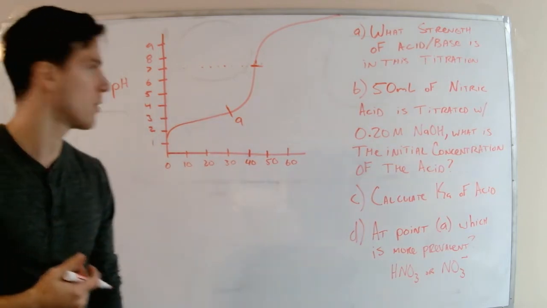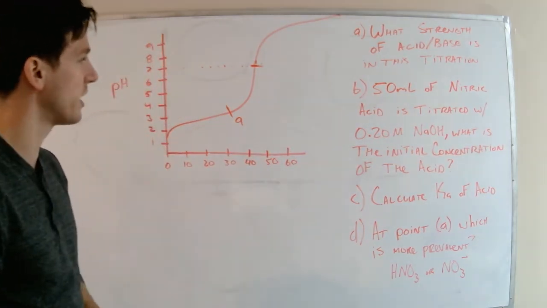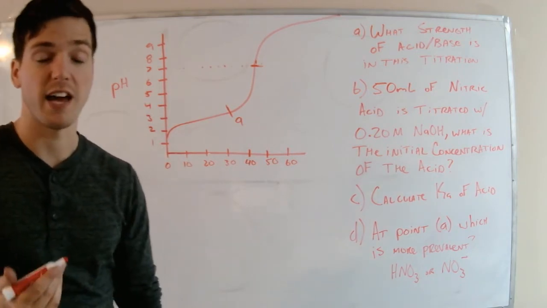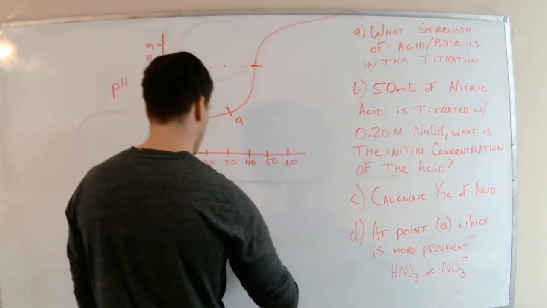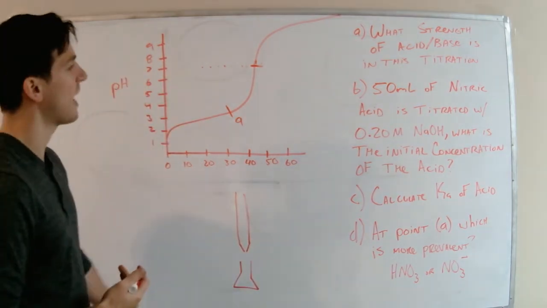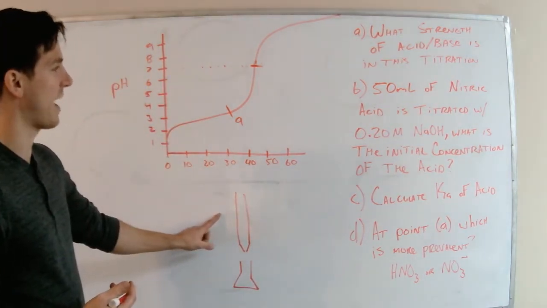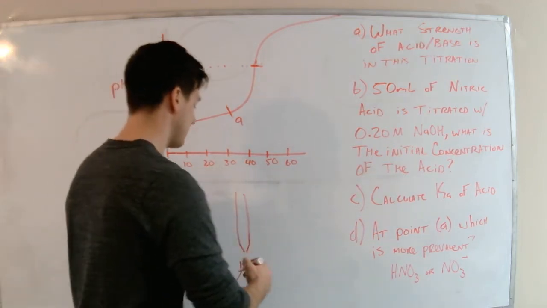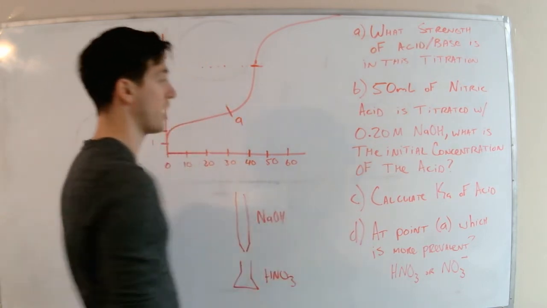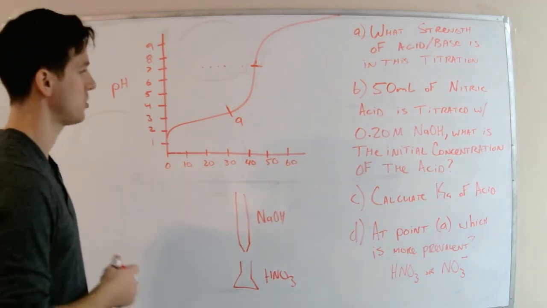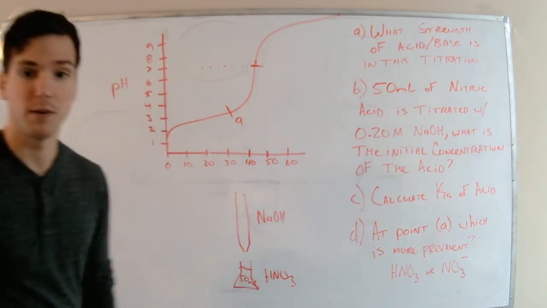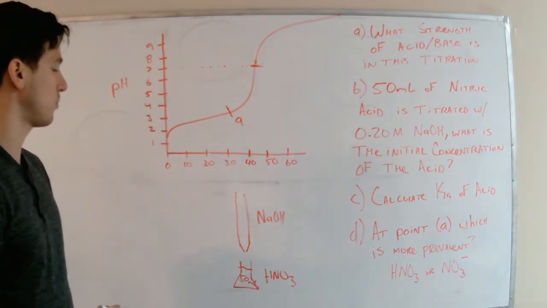So, part B. 50 milliliters of nitric acid is titrated with 0.20 molar NaOH. What is the initial concentration of the acid? I like to draw a picture to remind me what's going on here. I am titrating 50 milliliters of acid, so this down here is our acid, and this up here is our base, NaOH. I'm just going to write 50 milliliters down there, and I need to figure out what the concentration is.